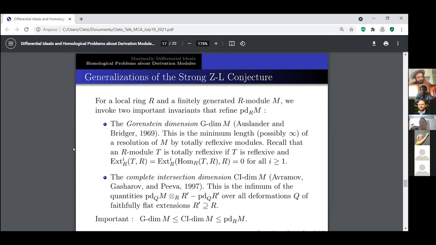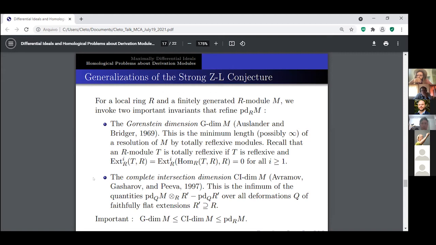This is the minimum length of a resolution of M by totally reflexive modules. A totally reflexive module is just a reflexive module which moreover satisfies these vanishing conditions: Ext^i of M itself against R and Ext^i of its dual against R are 0 for all i greater than or equal to 1. Okay? So this is totally reflexive. Clearly, then, a generalization of the concept of projective module. So that's why Gorenstein dimension, in fact, refines the concept of projective dimension.